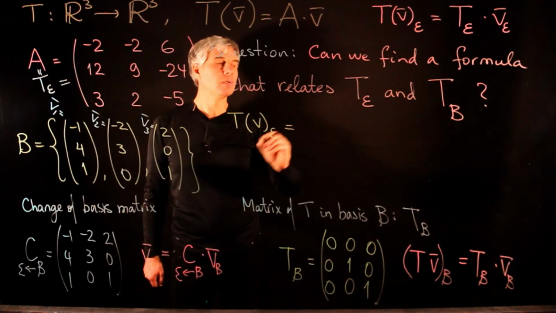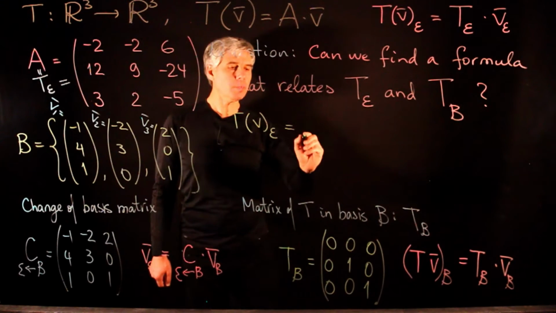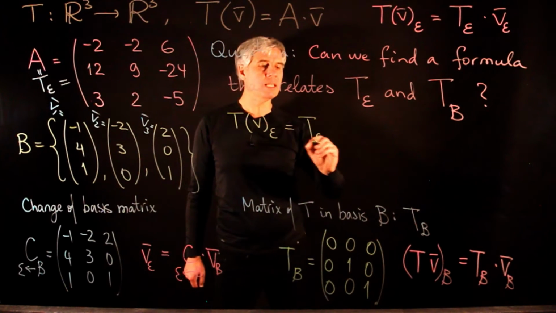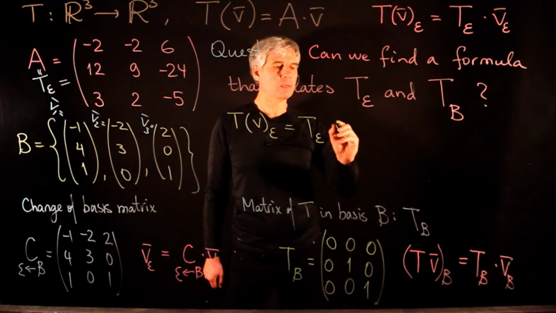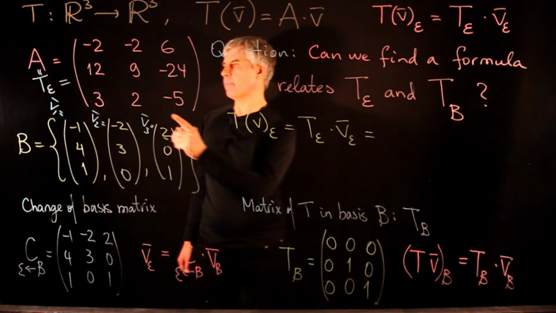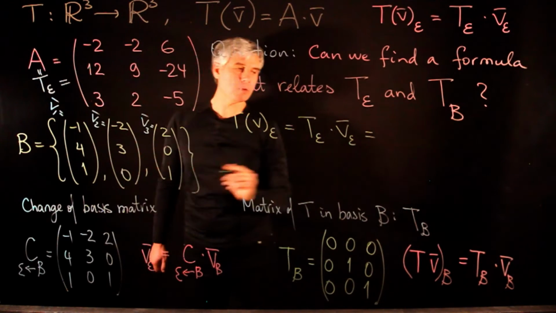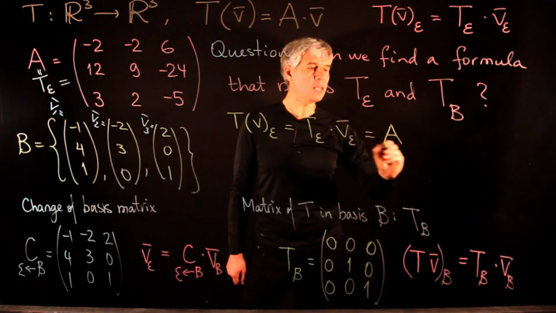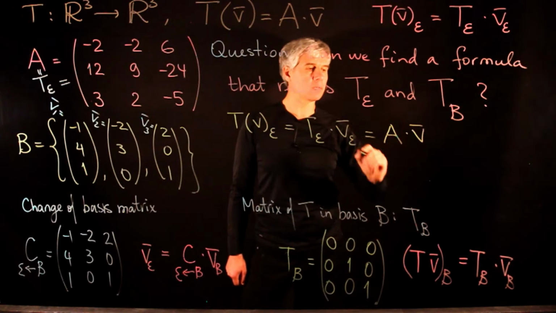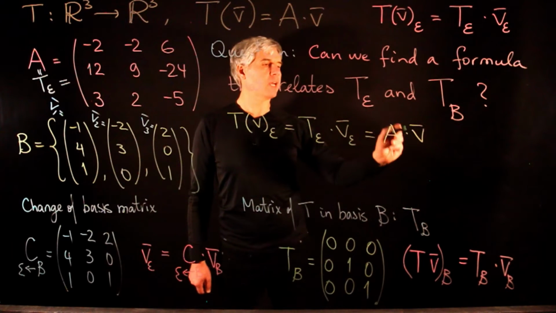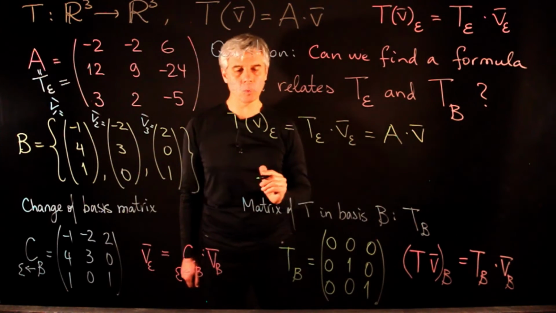Let us take an arbitrary vector V and let us look at the standard coordinates of T of V. By this formula, this is equal to TE times VE. And the matrix of this operator in the standard basis is the matrix A. So this is equal to A times V, right? So we identify a vector V with its standard coordinates.